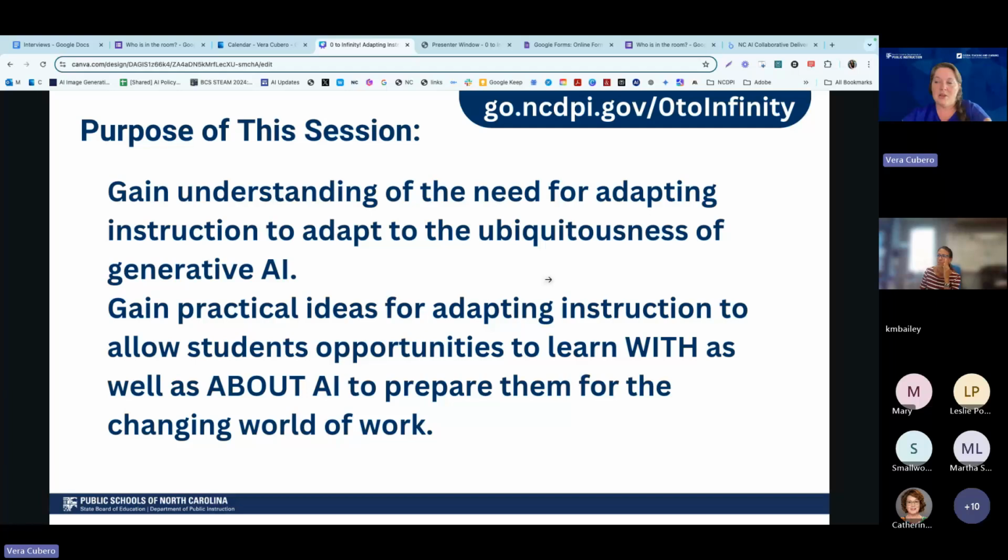We need some practical ideas for how to do that. I hear a lot of people saying that you have to adapt your instruction, but the guidance on how to do that has been minimal. I'm working on developing more guidance, which I'll be sharing later on. So today we'll just do part one of that session.